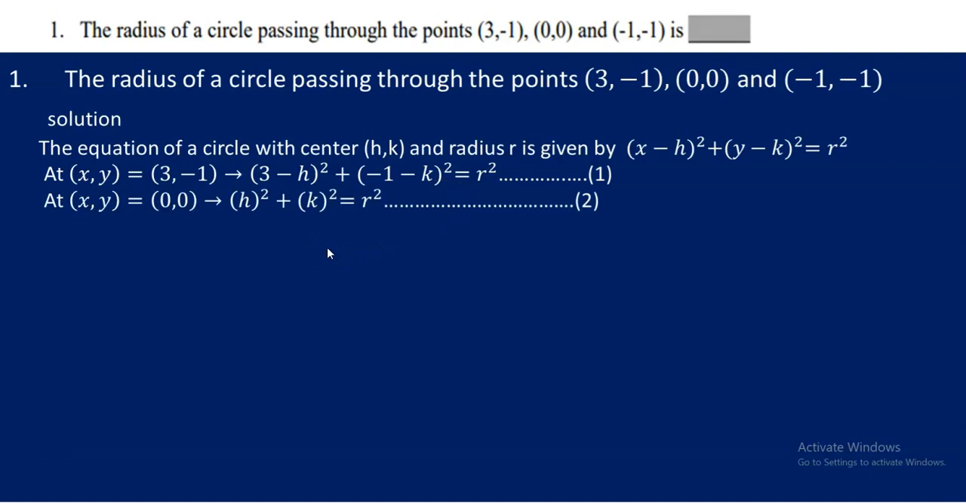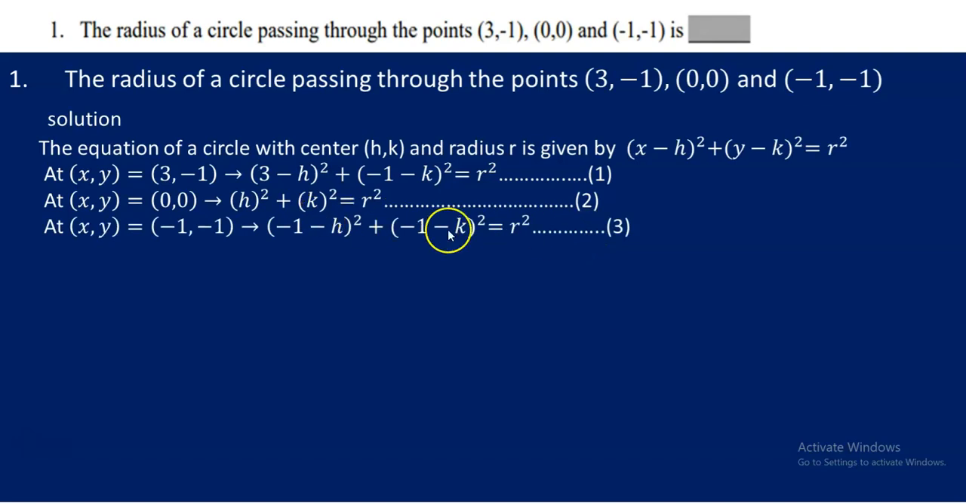And at (x, y) = (0, 0), look at the origin. The circle passes through the origin. So when x is 0 and y is 0, (-h)² is h² and (-k)² is k². So h² + k² = r². Consider that as the second equation. And when x is -1 and y is -1, we again get a third equation.